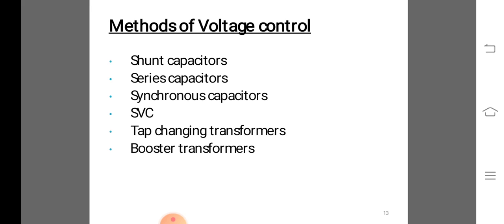Capacitors produce VAR and may be connected in series or shunt in the system. Series capacitors compensate the line reactance in long overhead lines and thus improve the stability limit. However, they give rise to additional problems like high voltage, subsynchronous resonance, etc.